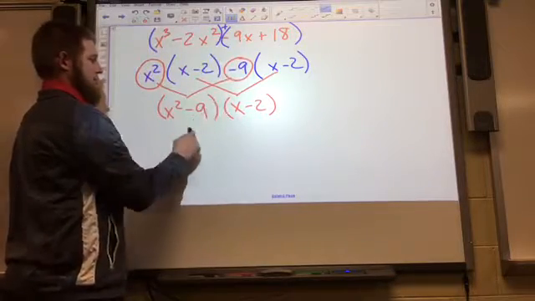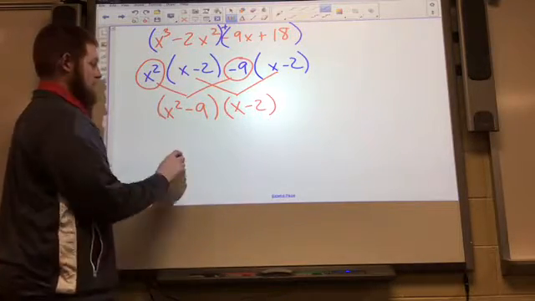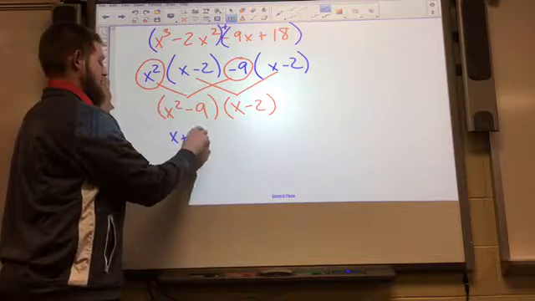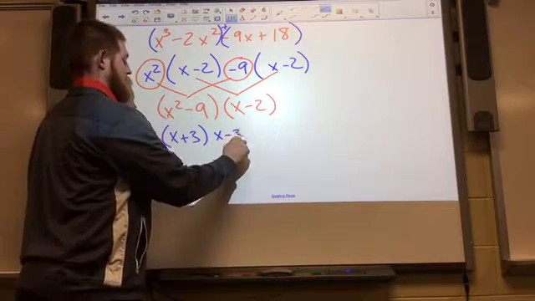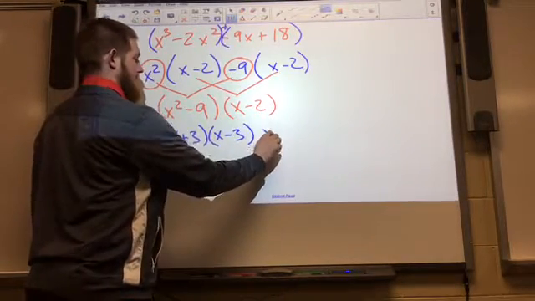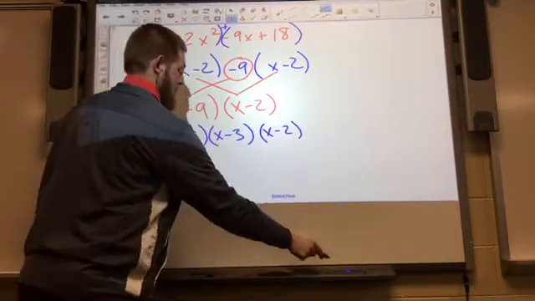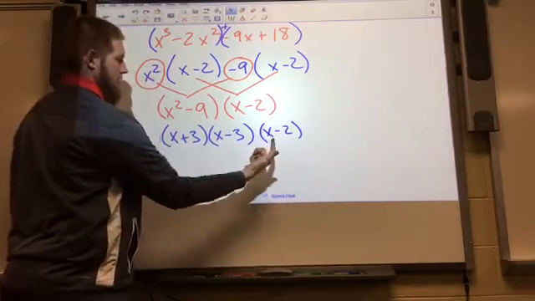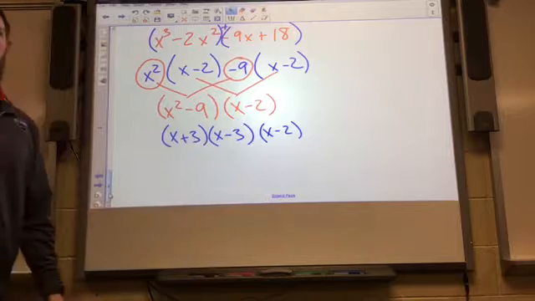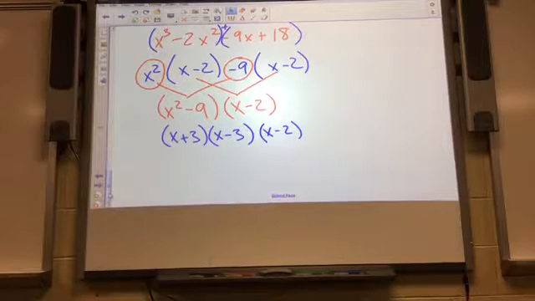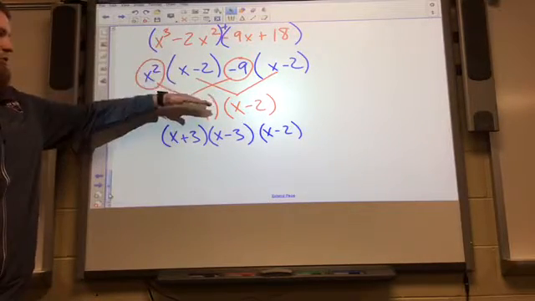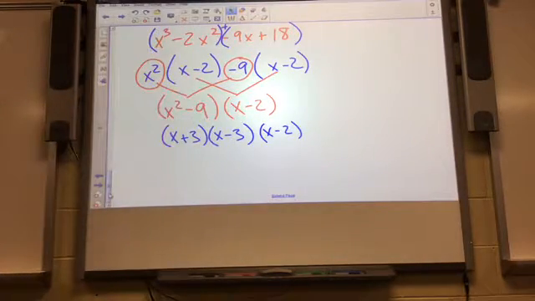What does x squared minus 9 factor to? X plus 3, x minus 3, and then on the end I have x minus 2. Double check. Good, good, good. And I can't go any further. But you guys see how that would get confusing because in the past we've got here and we're done. Right there. You need to check and try to go one step further for me.